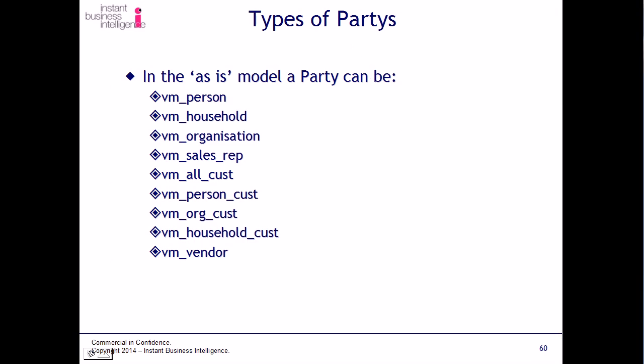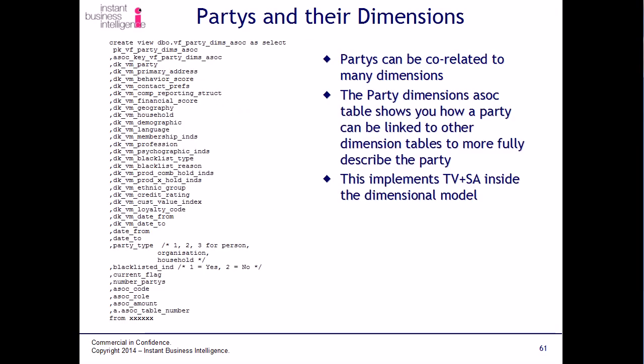So what types of parties are there? In the out-of-the-box model, a party can be a person, a household, organization, can be a sales rep, can be all customers, can be persons who are customers, organizations who are customers, householders who are customers, or vendors. And of course, any other thing could be put over the top of that.